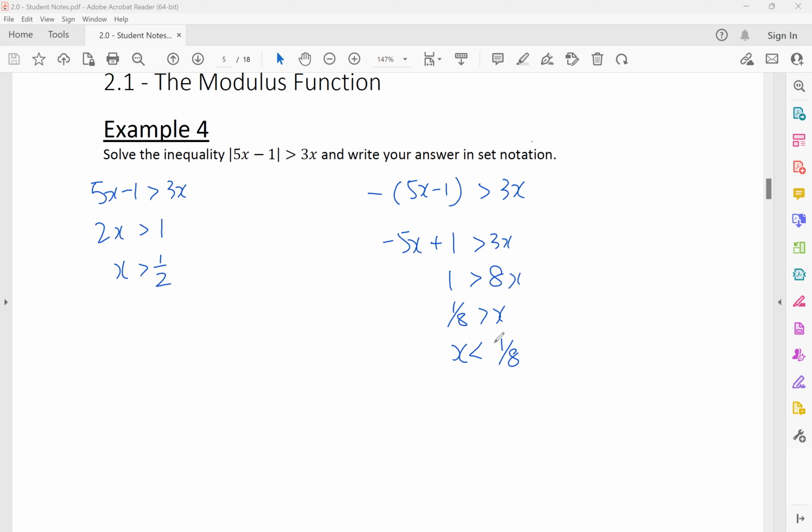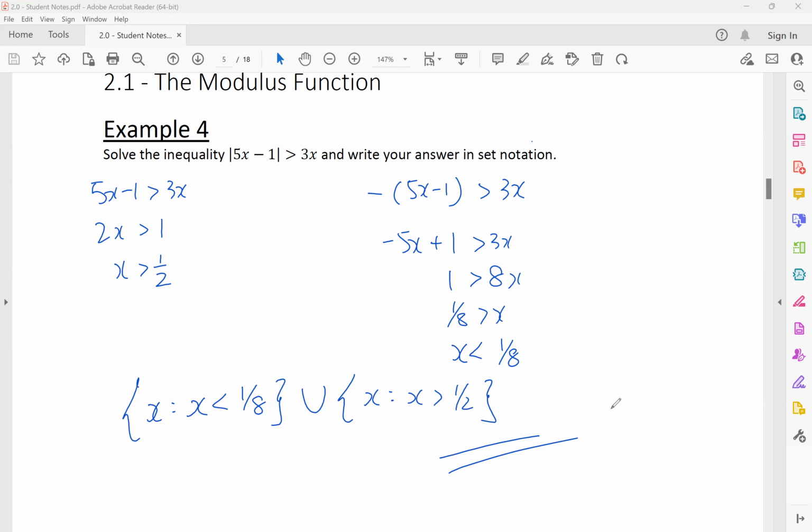So x is less than an eighth, or x has to be greater than a half. So in set notation, we'll write: x colon, x has to be less than an eighth, or, which means the union symbol in set notation, x greater than a half. And that's it. That's the answer. And that's it for the lesson.